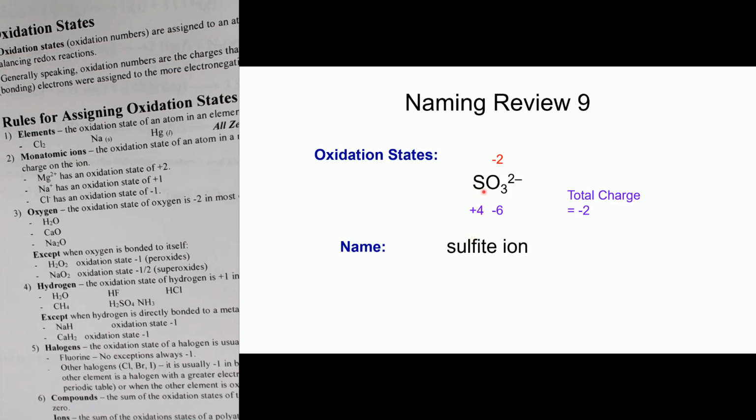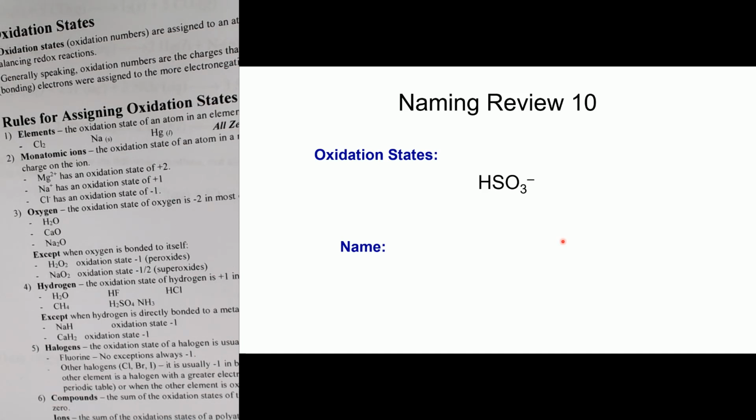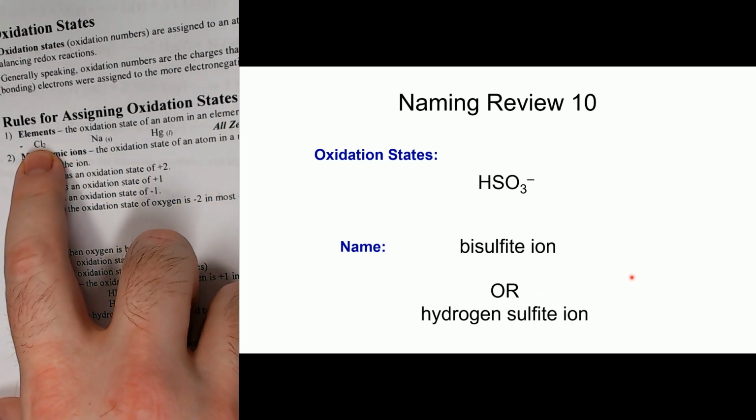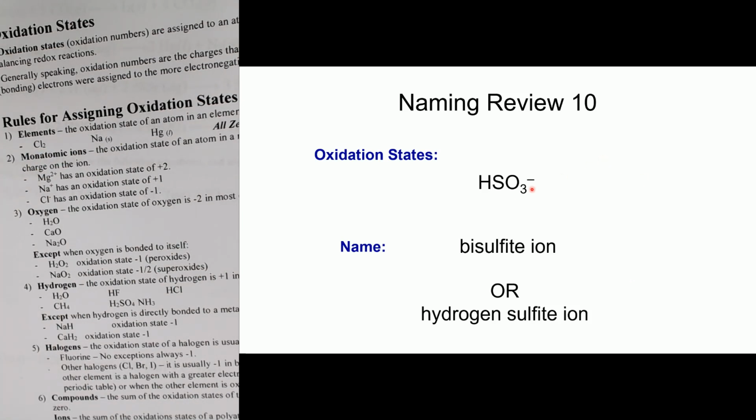We'll do positive 4 divided by 1, and that gives us positive 4. So the oxidation state of sulfur in sulfite is positive 4. Next, let's look at this one. This one is the bisulfite ion. We sometimes call it the hydrogen sulfite ion. These are both acceptable names, but this is not an element by itself, so we'll need to get the total charge. Our total charge is right there, negative 1. The sum of our oxidation states needs to come out to that negative 1.